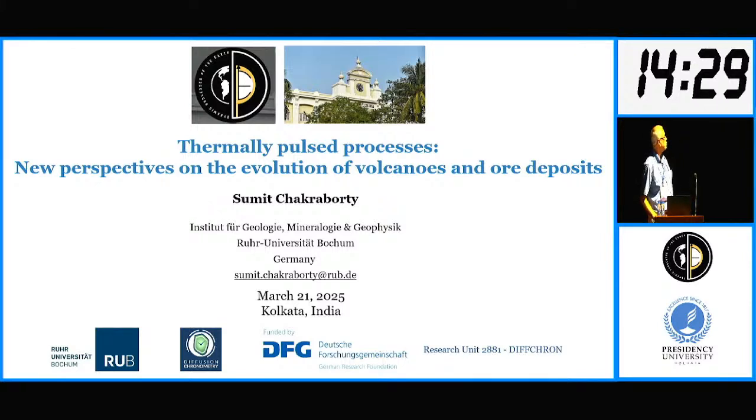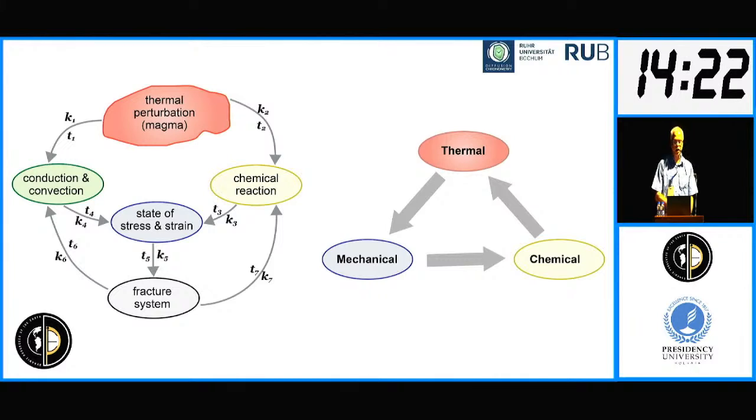So my talk is about the thermally pulsed processes. Let me start by saying what I mean by that and why we should deal with that. Consider any thermal process in a crust or mantle or wherever. It could be a magma, could be a metamorphic process or whatever. But as soon as you put a thermal pulse into a surrounding, you trigger a lot of different processes. For example, you trigger conduction of heat or convection of heat. At the same time, if you heat things up, you trigger chemical reactions.